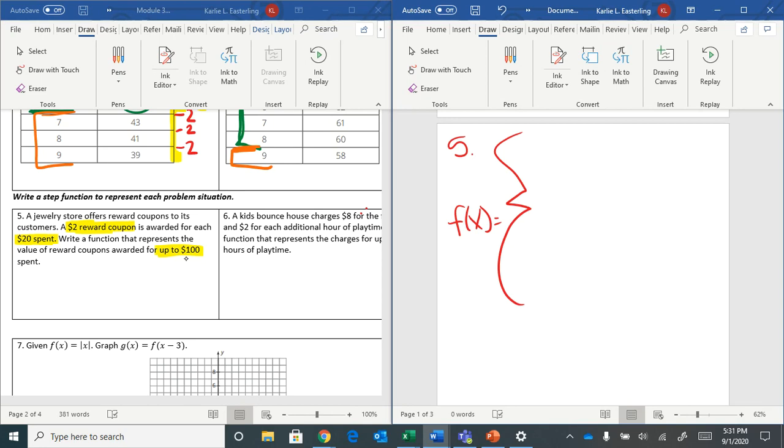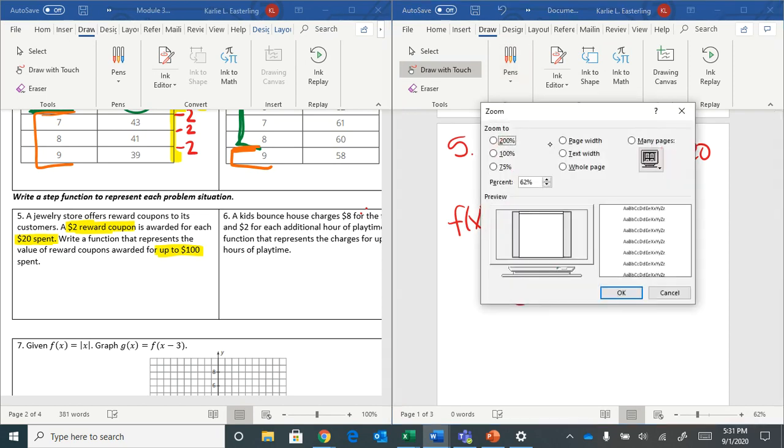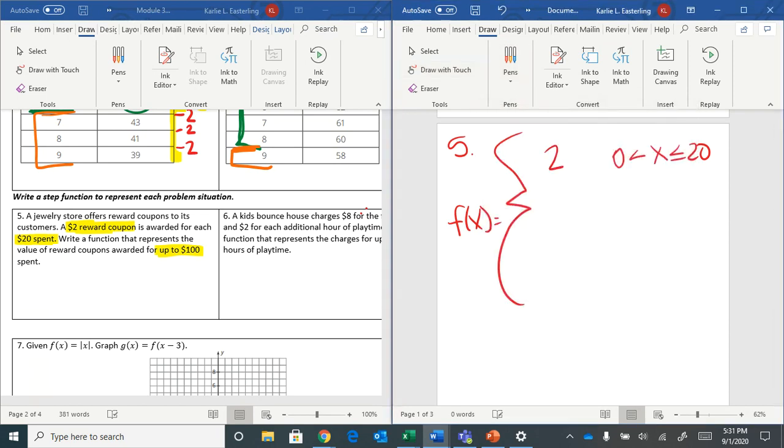So I'm going to kind of write our domain first. So whenever we spend $20, so actually we get it at $20. So since we get our first coupon, which is giving us our first $2. So to get to $2, then we got to spend 20. So we're going to include 20 and not include 0, because if we spend $0, we're not going to get that $2 coupon.